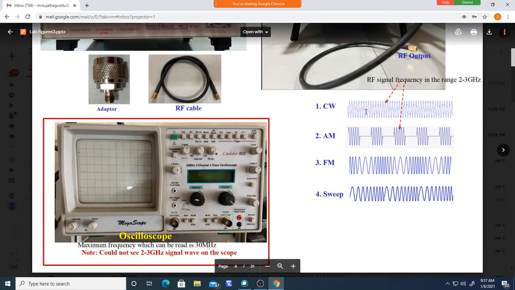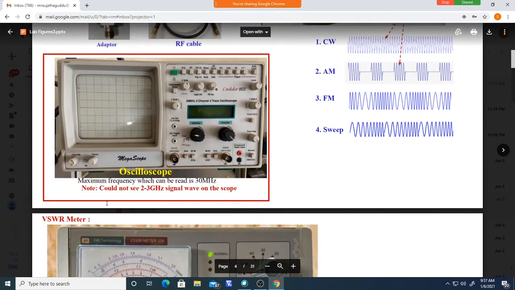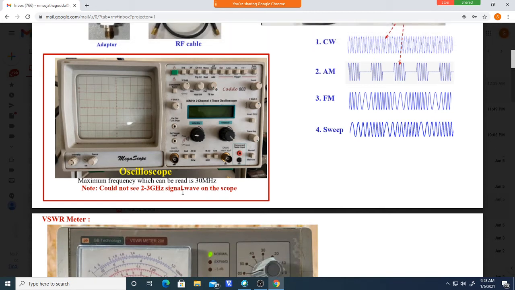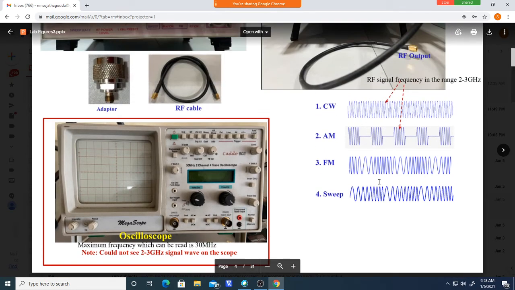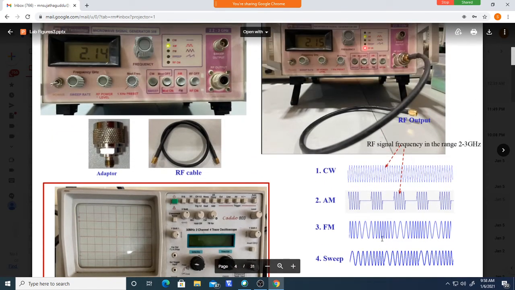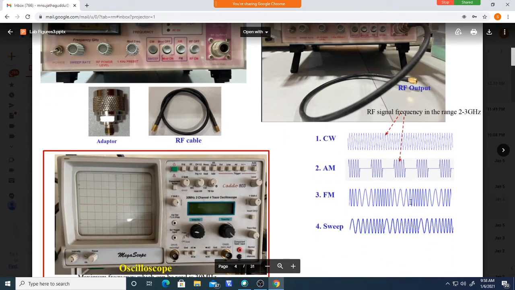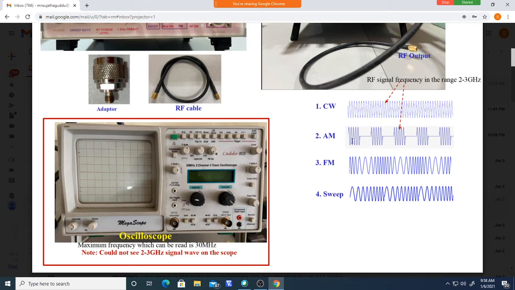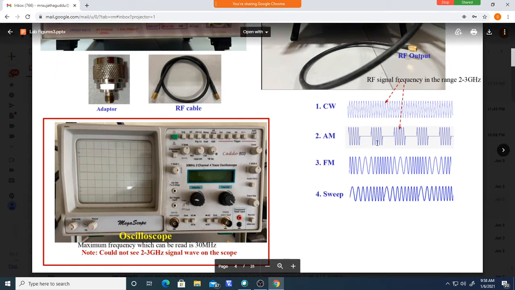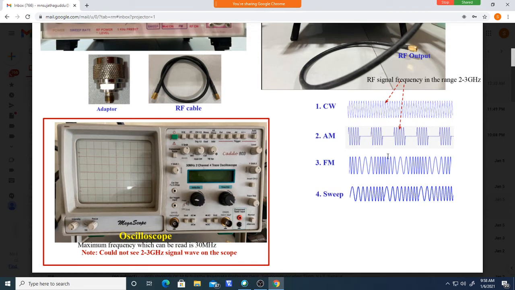So we cannot see these signals. We could not see a 2 to 3 gigahertz signal waveform on a 30 megahertz scope. We cannot see these signals at all in our laboratory, and if we cannot see them, we also cannot measure them. Then how do we measure the power? How do we come to know that?